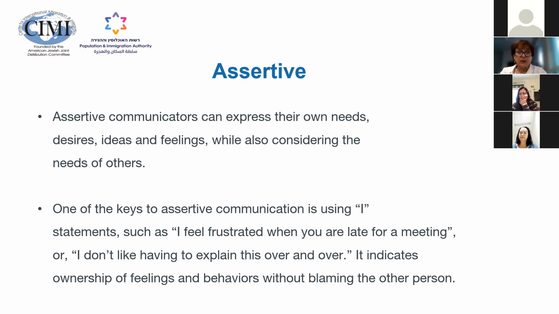Of course, then there is the assertive type of communication, which is the most direct and the best way of communication. Assertive communicators can express their own needs, desires, ideas, and feelings while also considering the needs of others. One of the keys to assertive communication is using the I statement, such as, I feel frustrated when you are late for a meeting, or I don't like to explain this over and over again. It indicates ownership of feelings and behavior without blaming the others.